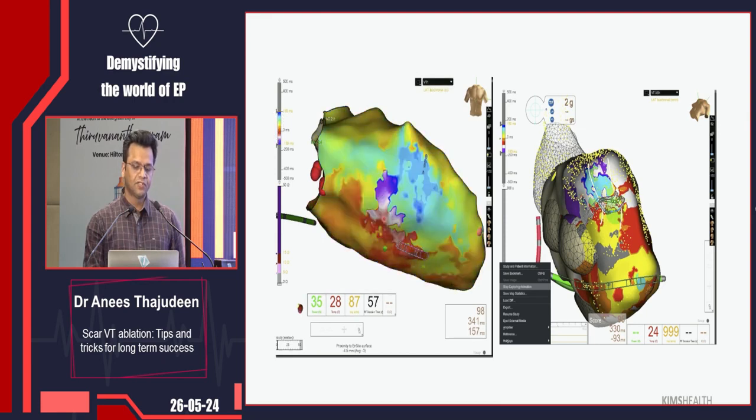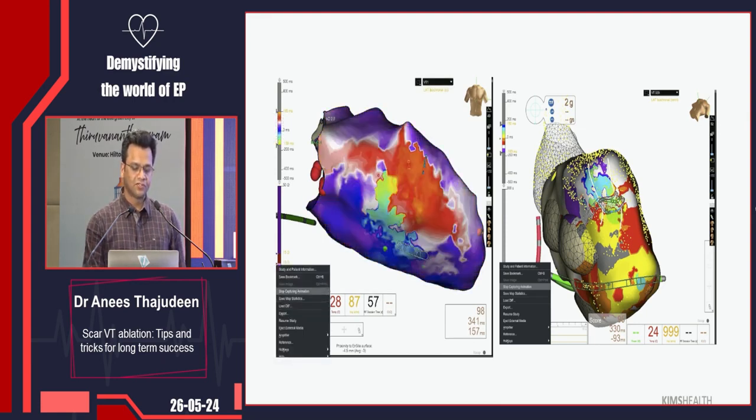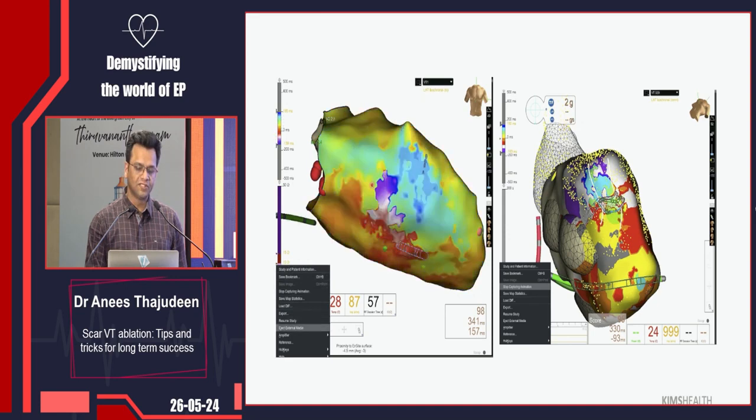So this was a patient with multiple VT storms, which were ablated with a few lesions in this isthmus region.